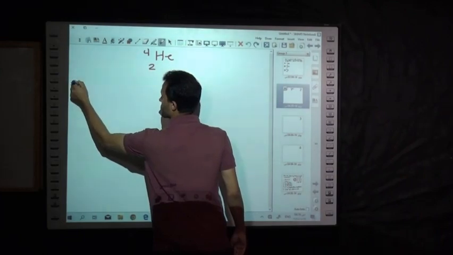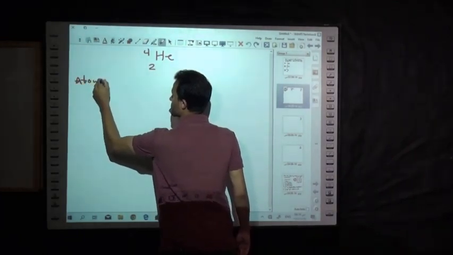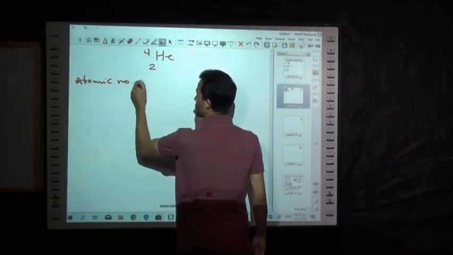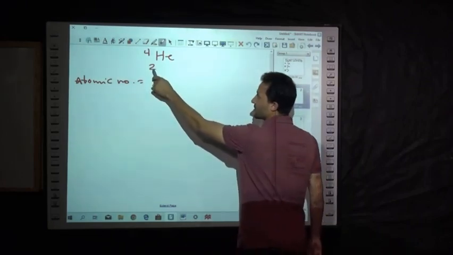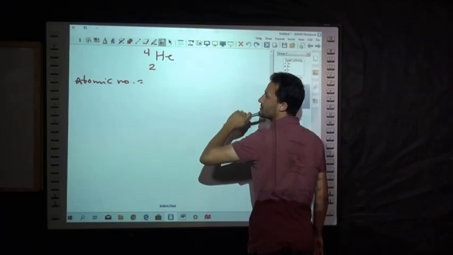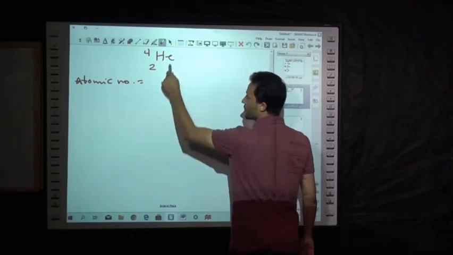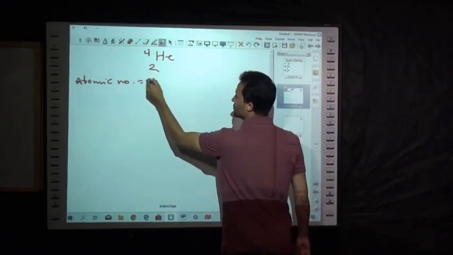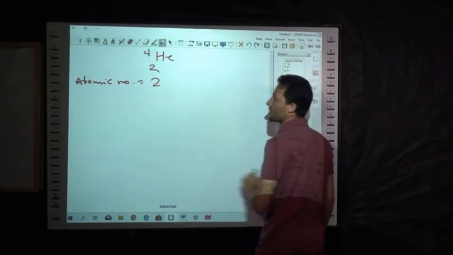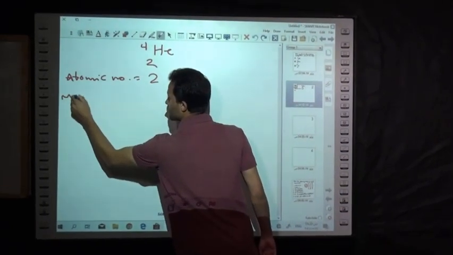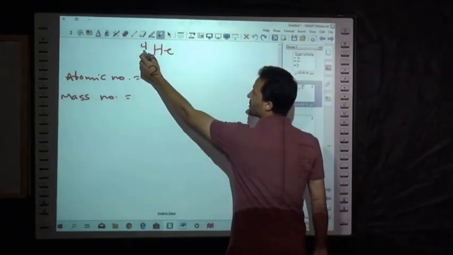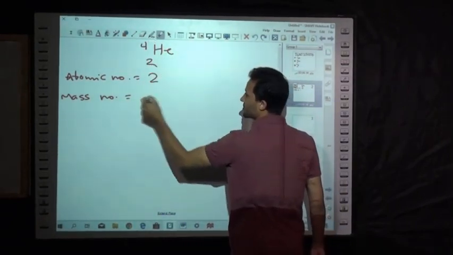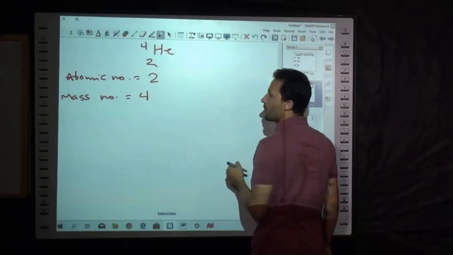Number 1, atomic number. We said before that the atomic number is written in the lower part of the element. So the atomic number of helium is 2. Number 2, mass number. The mass number is written at the upper part, so it's equal to 4.